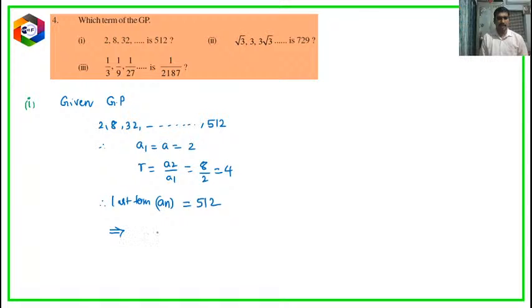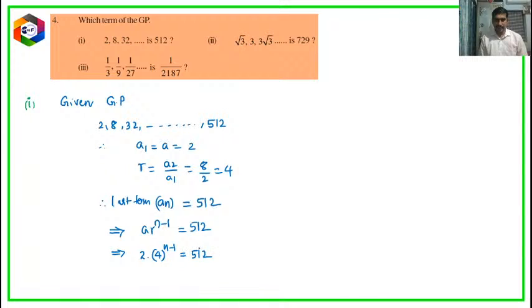We know what the last term or nth term or general term is: a r power n minus 1 is equal to 512. Now replace a and r values. What is the value of a, which is 2, and what is the r value, which is 4, power n minus 1 is equal to 512. Now you have to do the simplification.